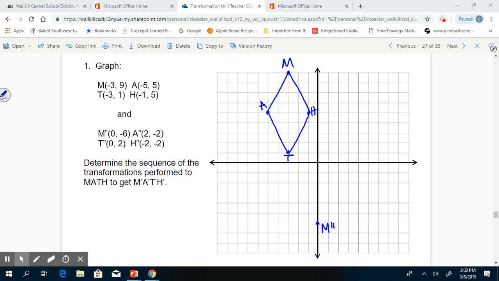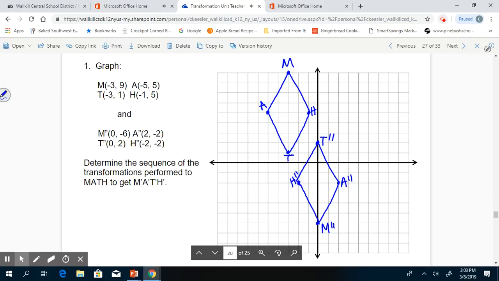A double prime is 2, -2, so right 2, down 2. T double prime is 0, 2, so stay at 0 and go up 2. And H double prime is -2, -2, so left 2, down 2. Take your straight edge and connect your points neatly. So right away you should notice that the 2 shapes are exactly the same size, so a dilation definitely did not occur, but it's our job now to figure out what types of transformations did occur.